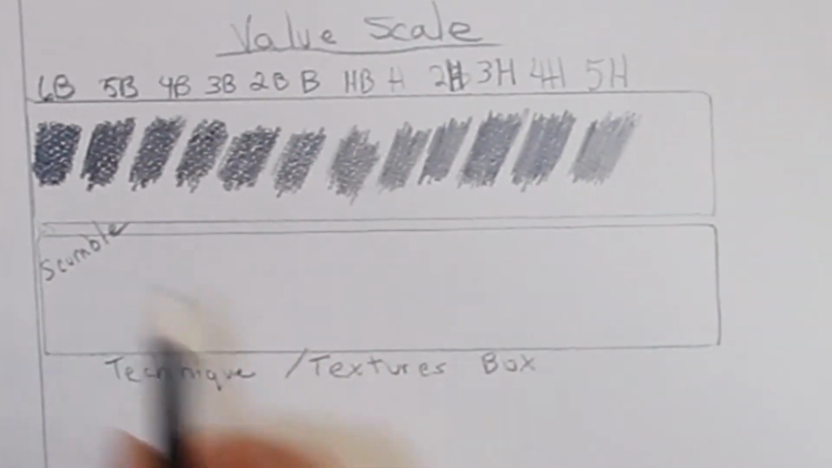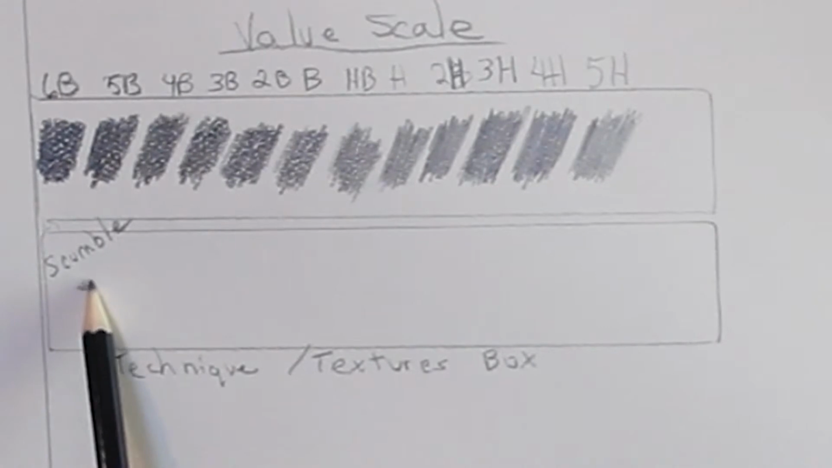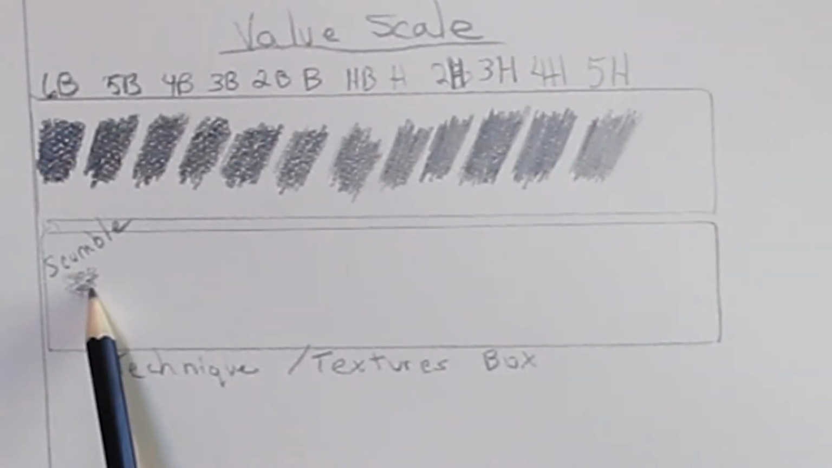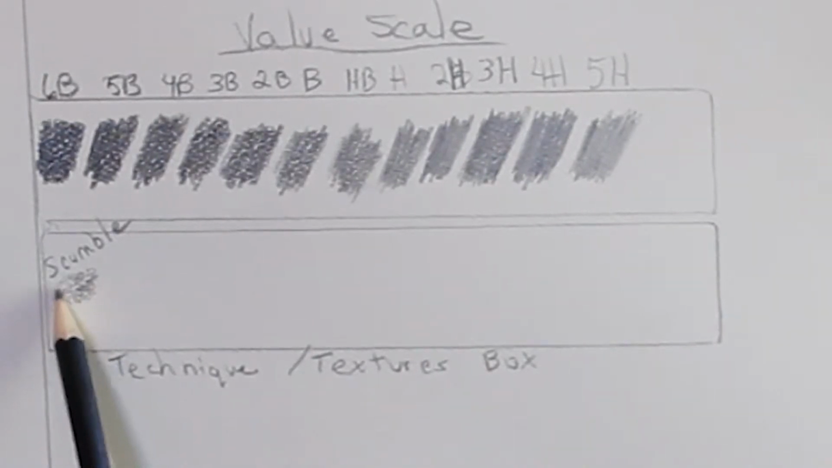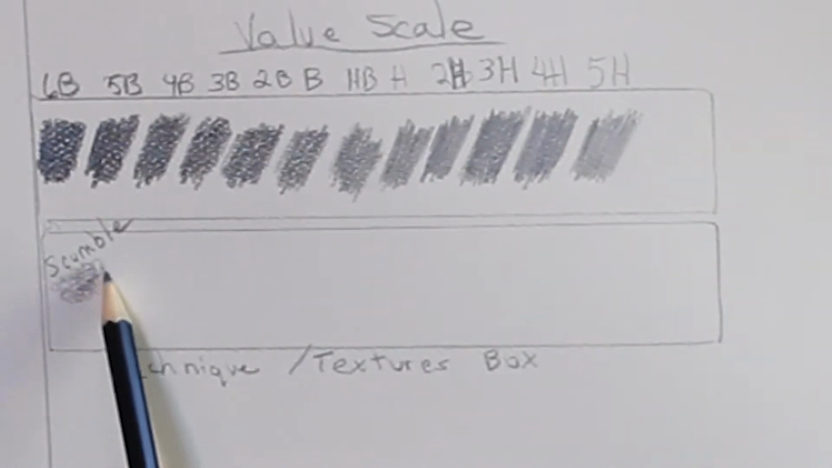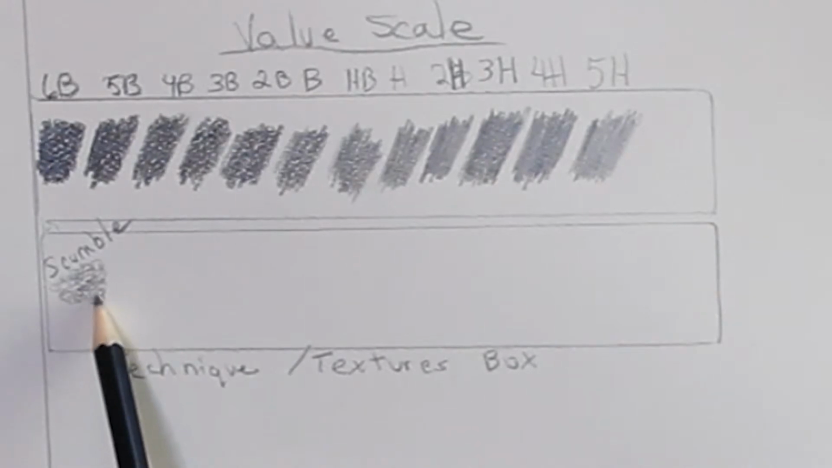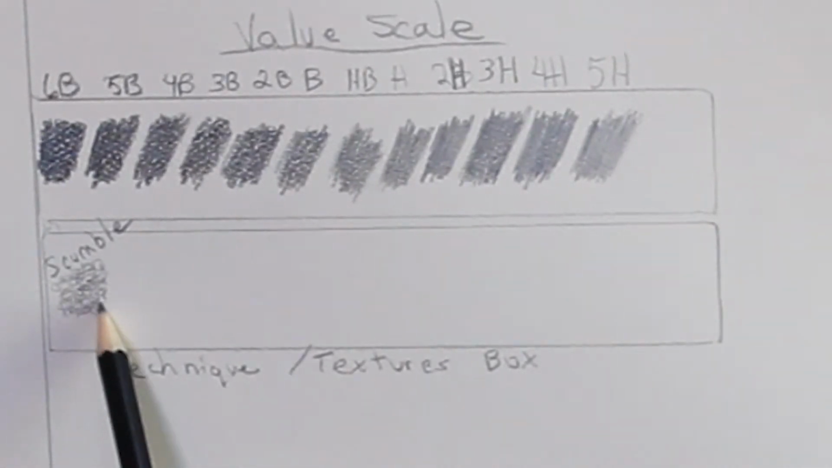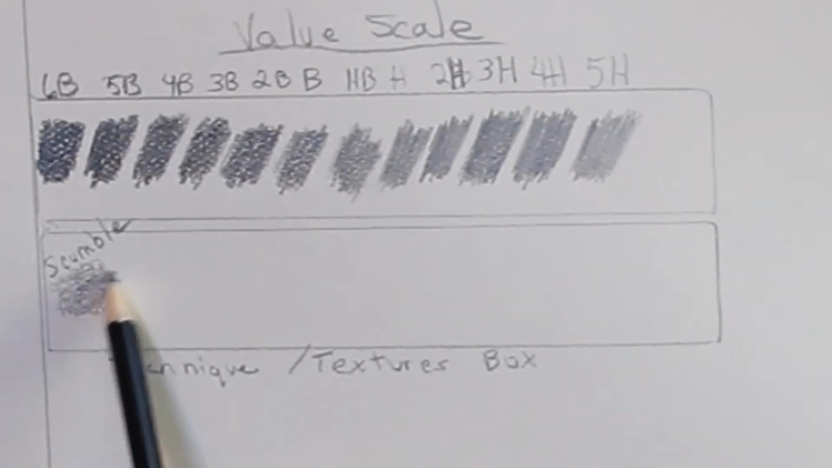Okay, and these are just small circles that you do, like scribbles, just scribbles, to create texture in your drawing. And there are all kinds of wonderful three-dimensional things you can do with this layer, this texture.